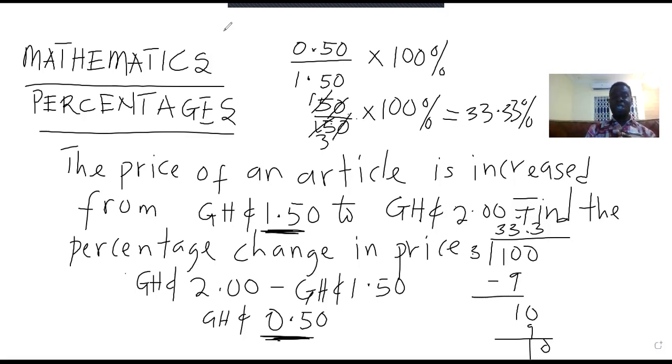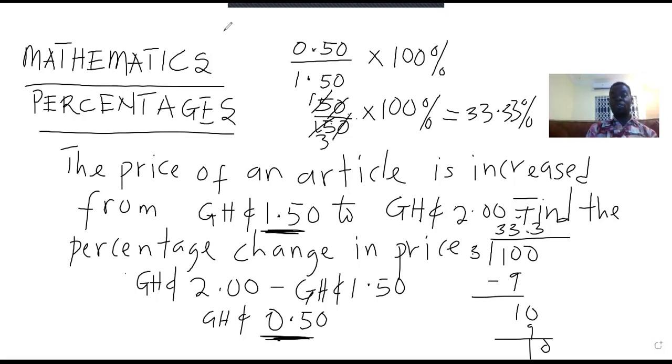Okay. So the price of an article is increased from 1.50 Ghana cedis to 2 Ghana cedis. Find the percentage change in price. To find the percentage change in price, we find the difference between the two prices by subtracting 1.50 Ghana cedis from 2 Ghana cedis. Clear? So the change in price will give us 0.50 Ghana cedis.